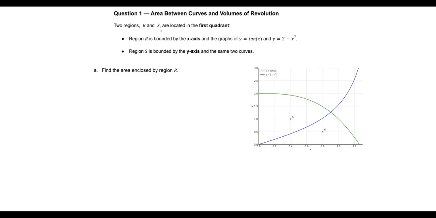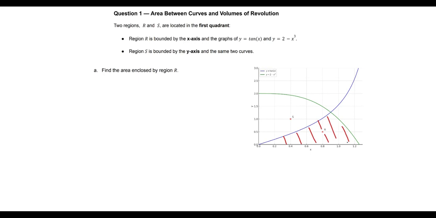Question 1 says two regions, R and S, are located in the first quadrant. Region R is bounded by the x-axis and the graphs of y equals tangent x and y equals 2 minus x cubed. Region S is bounded by the y-axis and the same two curves. Find the area enclosed by region R. So that's going to be this region down here.